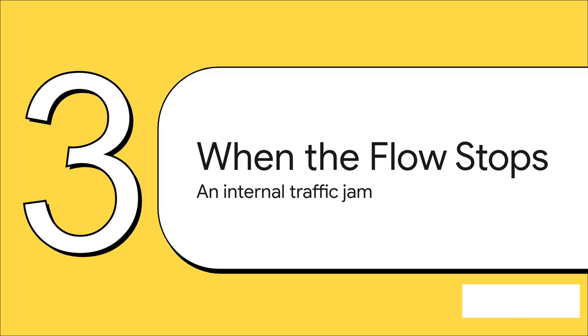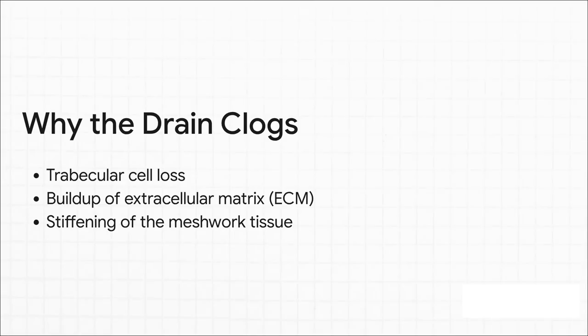Now, for the most important part of this whole story, what happens when that drain starts to clog up and the whole system starts to break down? Well, unfortunately, as we get older, this drain can become a lot less efficient. The specialized cells in the meshwork can start to die off. Cellular gunk, what scientists call extracellular matrix, can build up and start to clog the pores. And the tissue itself can just get stiffer, less pliable, making it way harder for fluid to pass through.